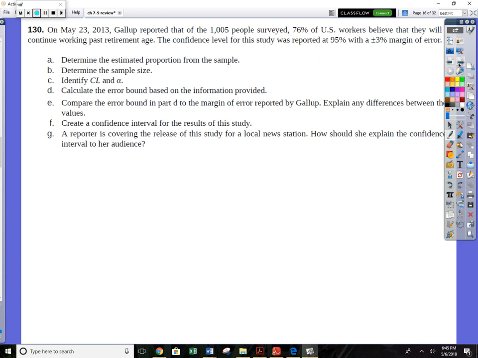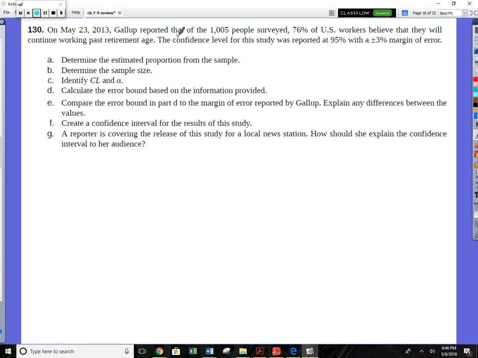Okay, 130. On May 23rd, a Gallup poll reported that of the 1,005 people surveyed, 76% of U.S. workers believe that they will continue working past their retirement age. The confidence level was reported at 95% with a 3% margin of error.